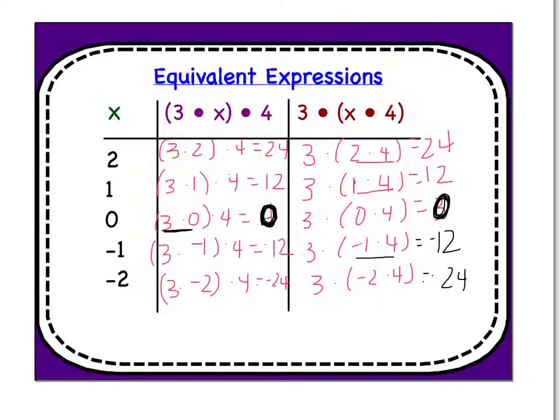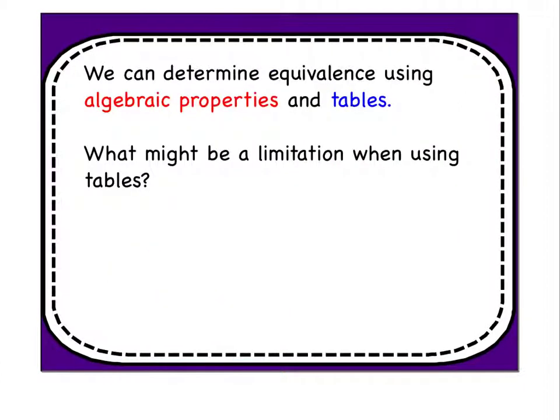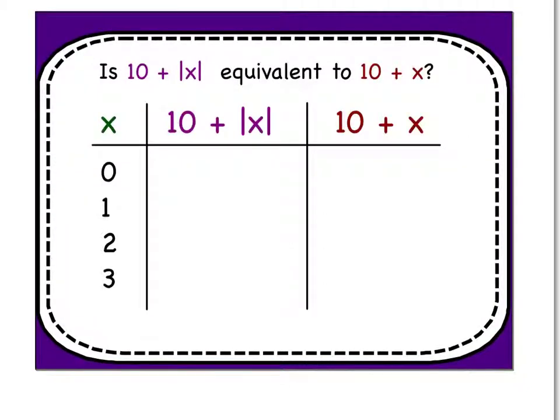Bear with me. What can determine equivalence using algebraic properties and tables? What might be a limitation when using tables? Something that you want to consider when you're using tables is if you don't test the appropriate types of numbers, you might think that they're equal, when in reality they're not. For example, if we're only testing the numbers 0, positive 1, positive 2, and positive 3, we might think that everything is equal.